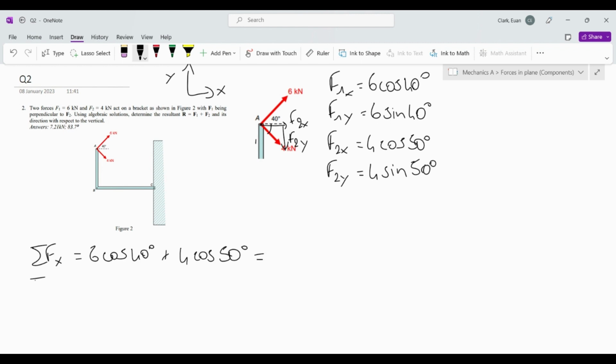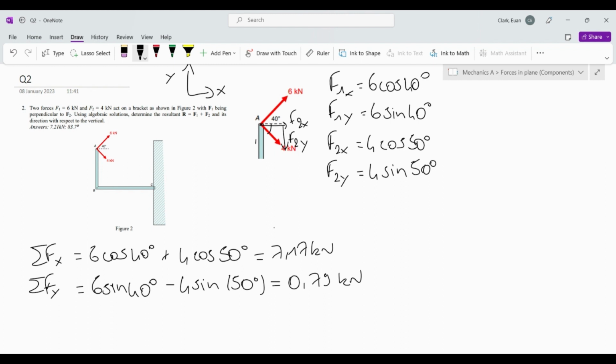and we have the sum of forces in the y direction, which is going to be, so here for the 6 kilonewton force, F1, Fy is going to go up, so it's going to be positive, but for F2, Fy is going to go down, it's going to be negative. So it's going to be 6 sine 40 degrees minus 4 sine 50 degrees. There we go. And so these two answers are going to give us 7.17 kilonewton, and this is going to give us 0.79 kilonewton.